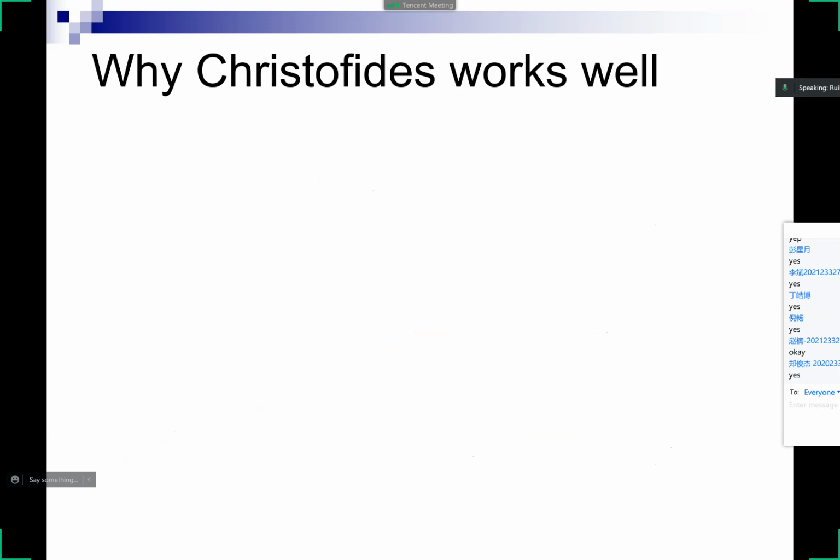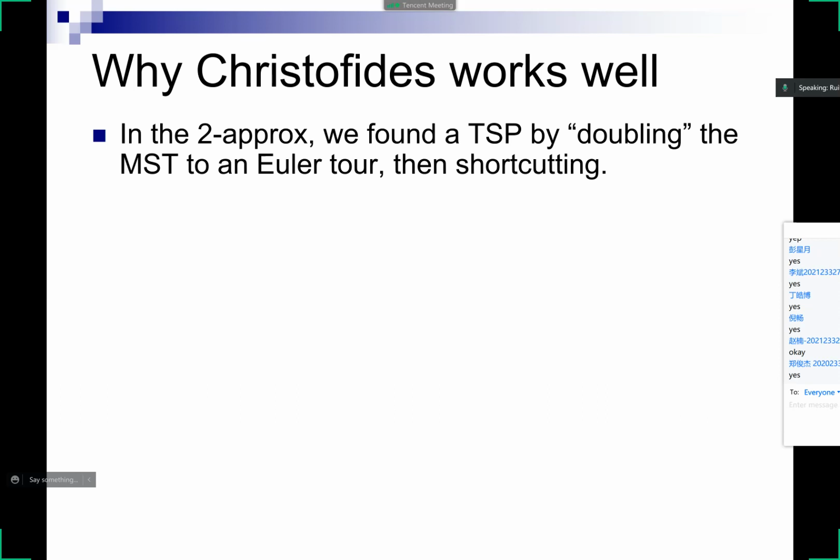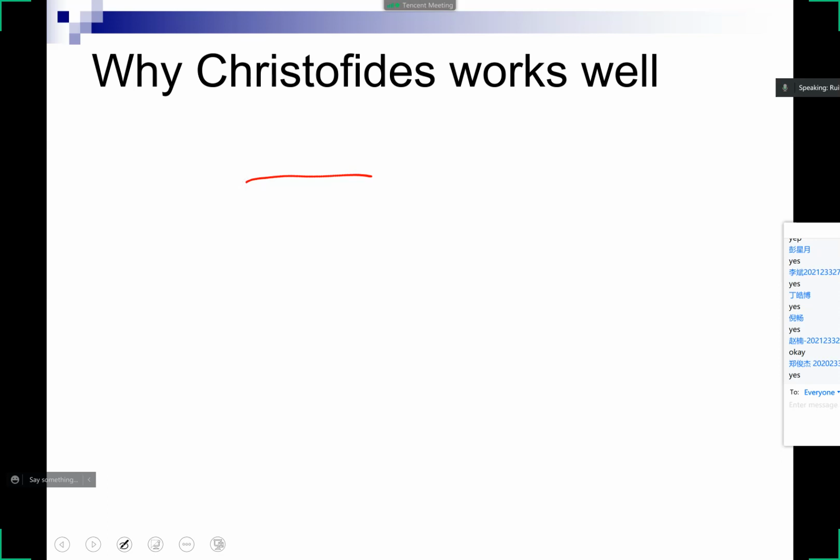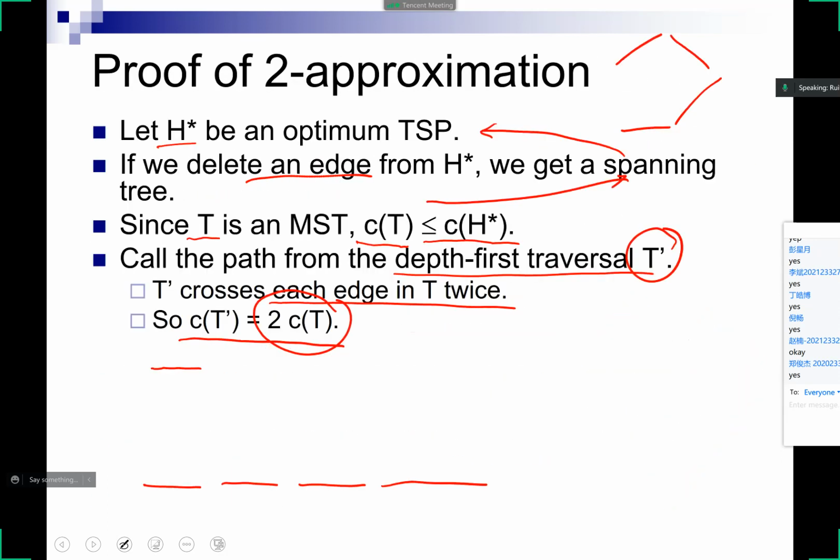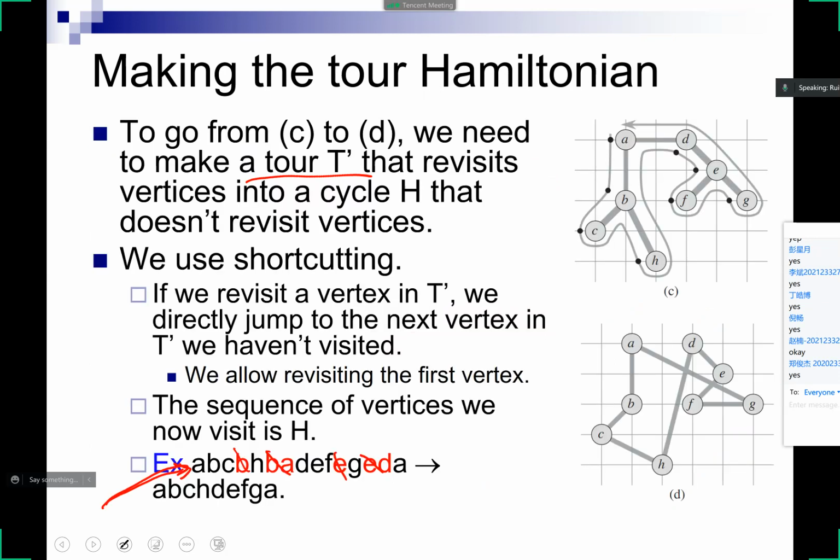Before I prove why this is a 1.5 approximation, let's first compare the 2 approximation and the 1.5 approximation to see why this new algorithm is better than the previous one, why we get 1.5 instead of 2. The basic idea is that in both the 2 approximation and the 1.5 approximation, we had to find an Euler tour, where an Euler tour goes through all the edges. If you go back to the 2 approximation, this is also an Euler tour, where we imagine that we double all the edges.